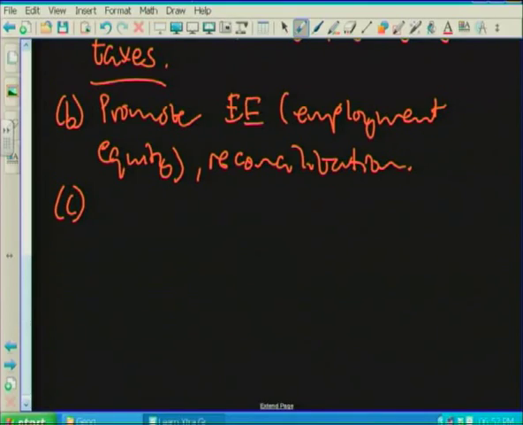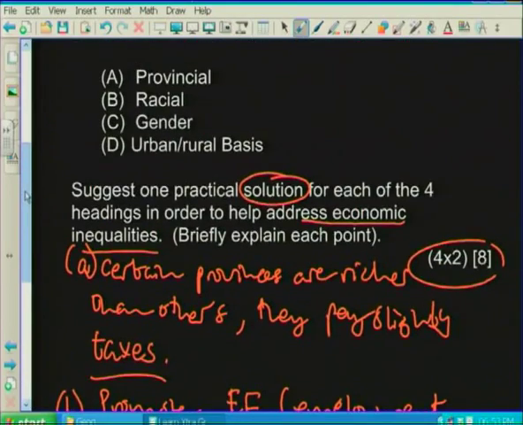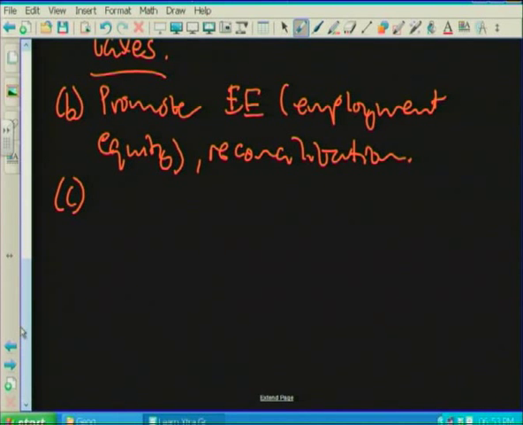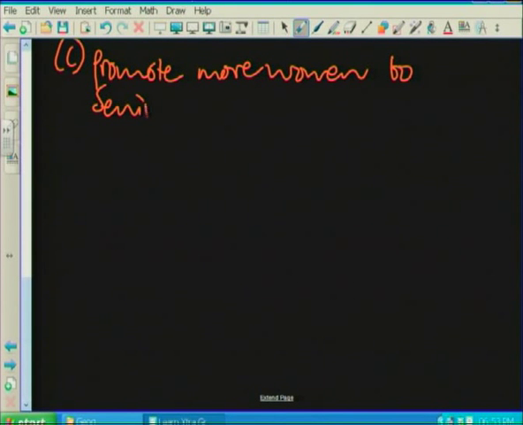Then the third heading here was C, gender. So the differences between why some companies employ more men than women, or women's rights are violated, etc. There we would want to promote more women to senior positions, right? A lot of companies are doing this these days. All the very well-qualified, experienced ladies in the company get promoted sooner, and they are obviously allowed growth and development in the company's executive structures.